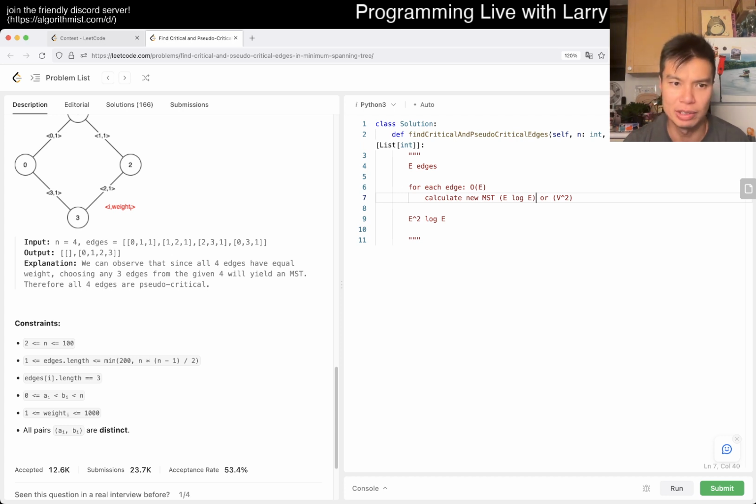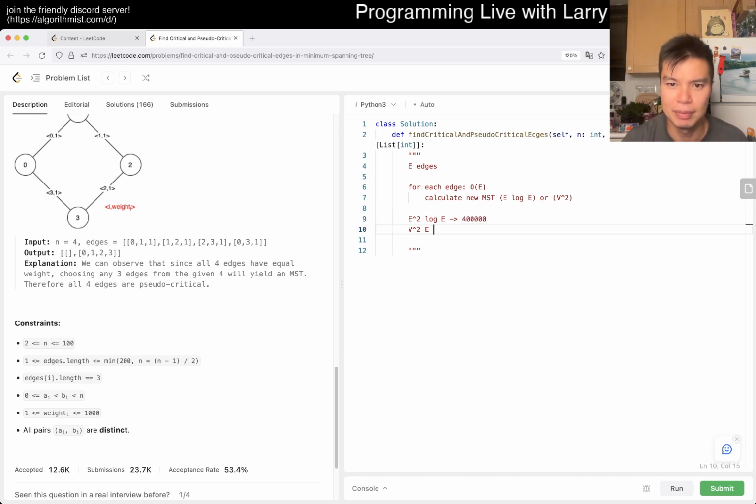The E log E is from sorting the edges. But in either case, this is going to be V times log of E, which is up to at most 200. So that's 40,000 times log of 200, which is less than 10, because 2 to the 10 is 1,000. I know it's 1024, but it's roughly 1,000. So this is less than 10, so that should be fast enough.